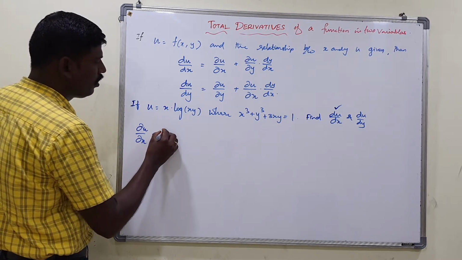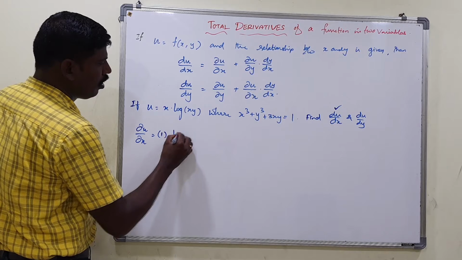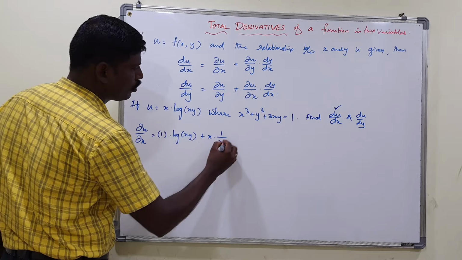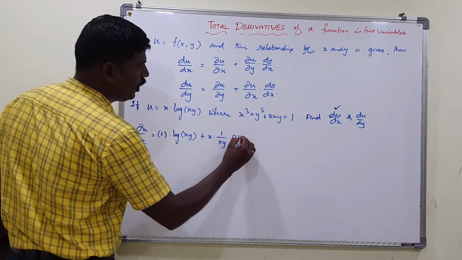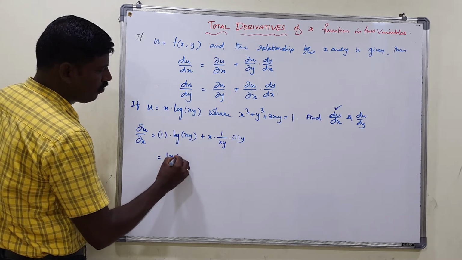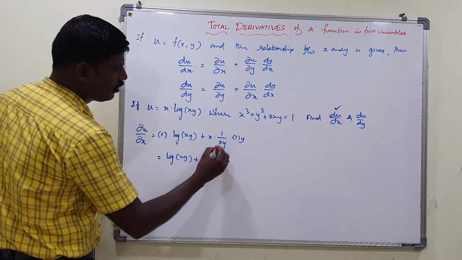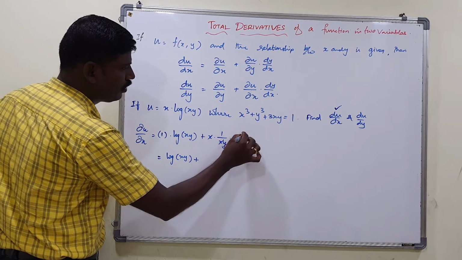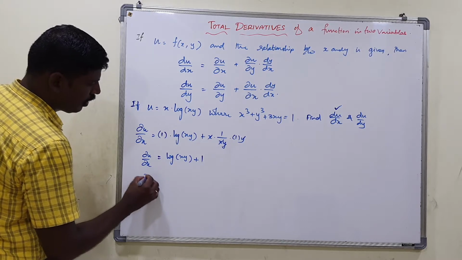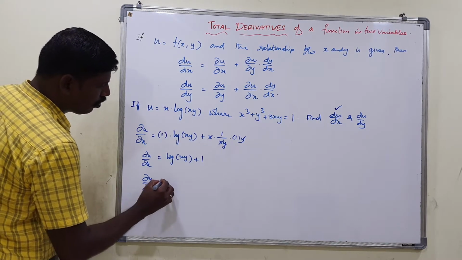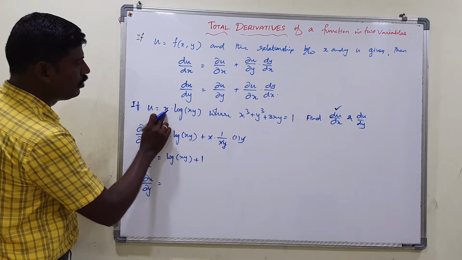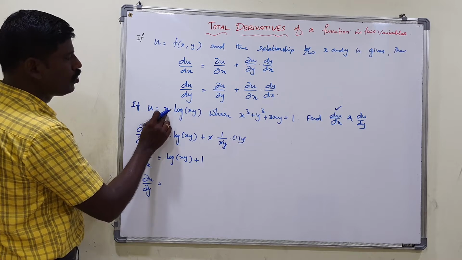What is the derivative of x with respect to x? 1 into log of xy plus x into, what is the derivative of log xy? 1 by xy into derivative of xy, that becomes 1 into y. x becomes 1, y stays the same. So that can be written as log of xy plus, we can strike out this x with the x, this y with the y, so 1. So that is dou u by dou x. Same like that, dou u by dou y equal to what? Here there is no y in the product, so keep x as a constant.